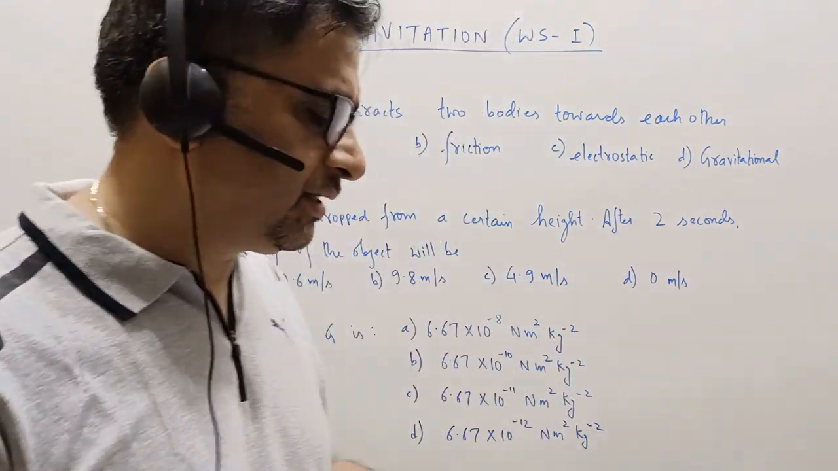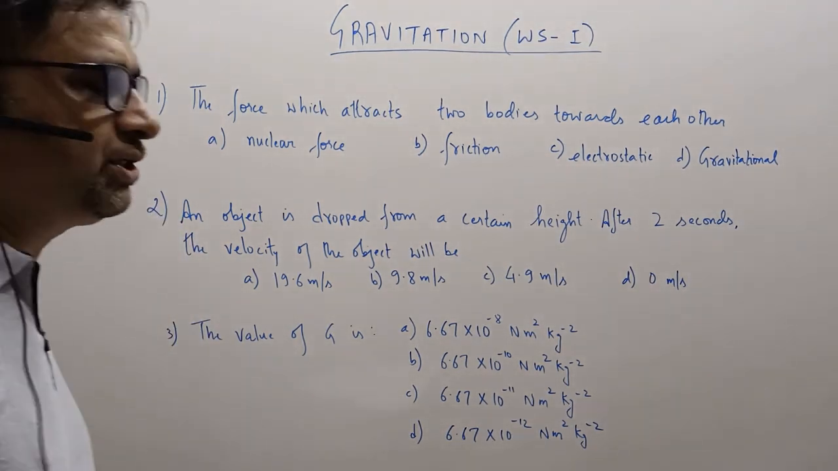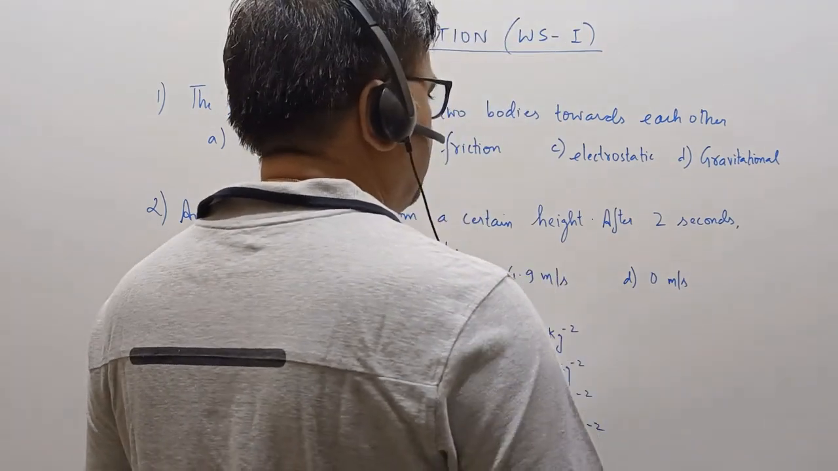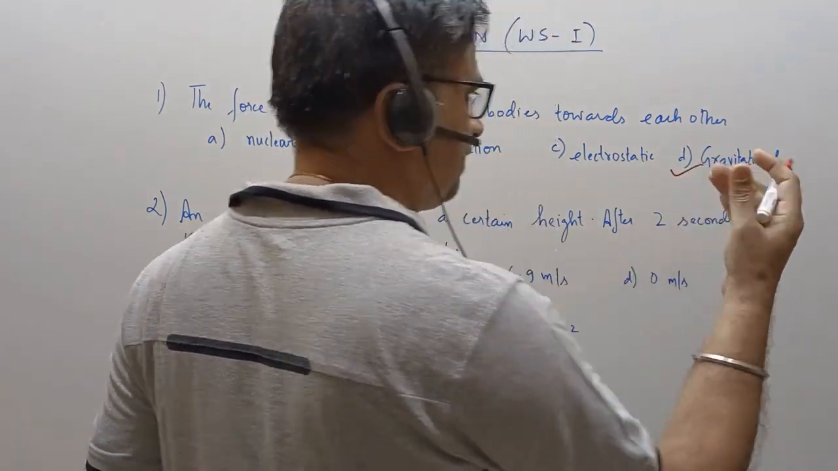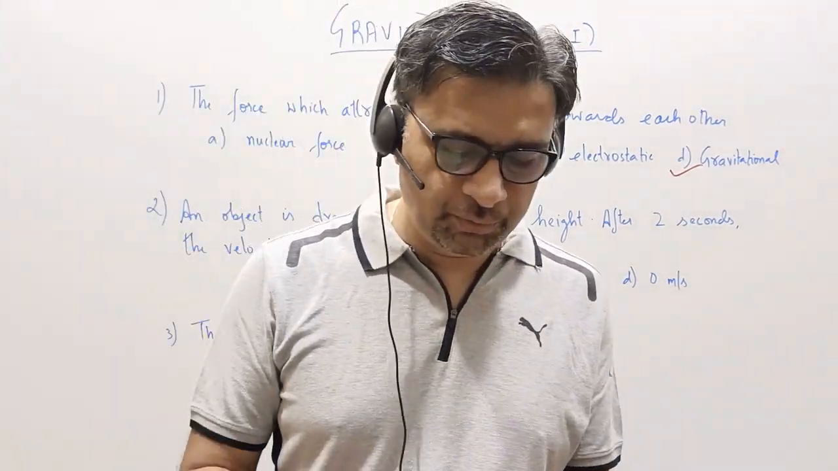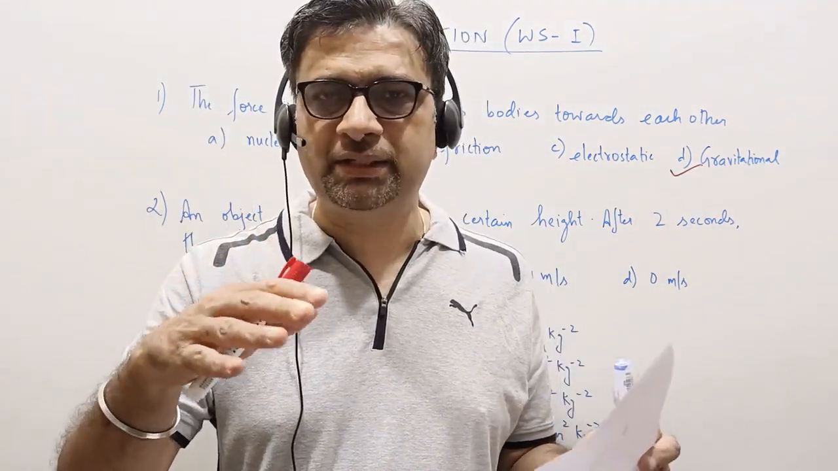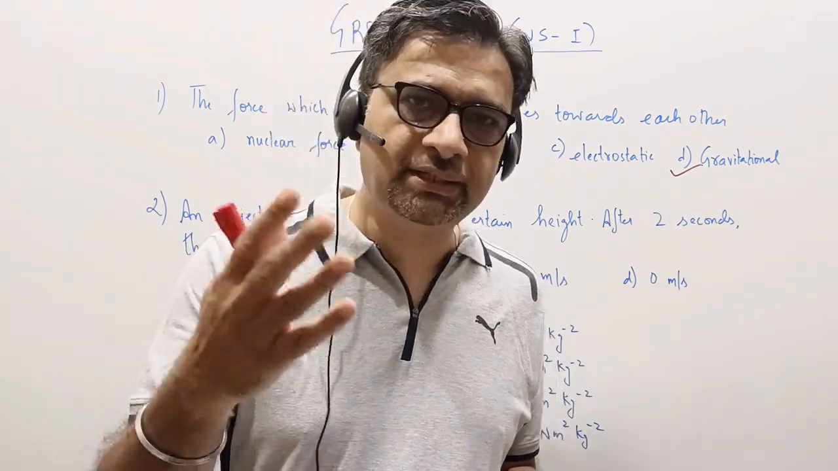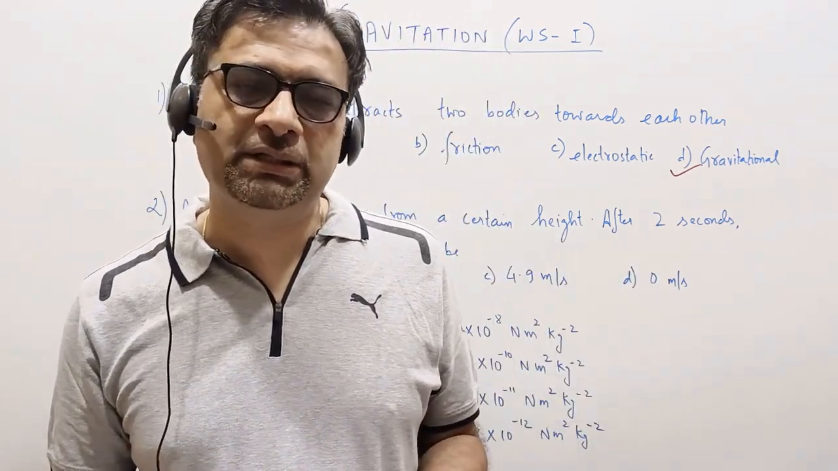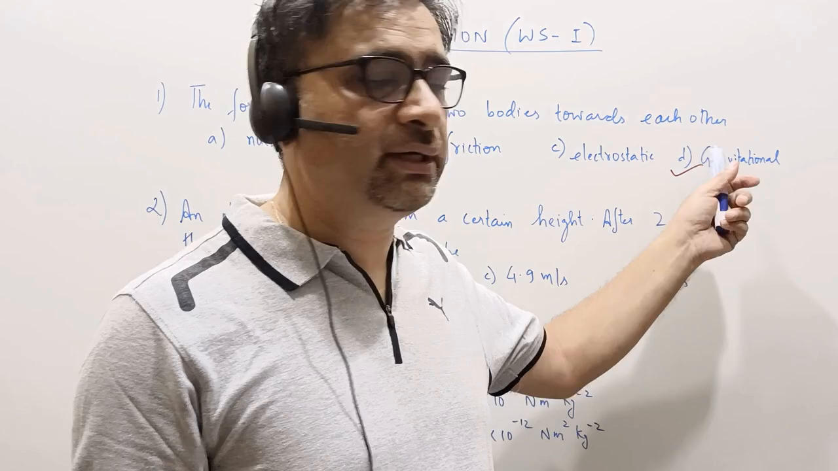So let's get started. The first one: the force which attracts two bodies towards each other. I think a no-brainer, I think we know this. This is all about gravitational force, right? It's the gravitational force that attracts two bodies towards each other when it comes to the universe. So any two bodies anywhere in the universe attract each other with a force which is directly proportional to the product of their masses and inversely proportional to the square of the distance between them. So we're talking about a gravitational force.